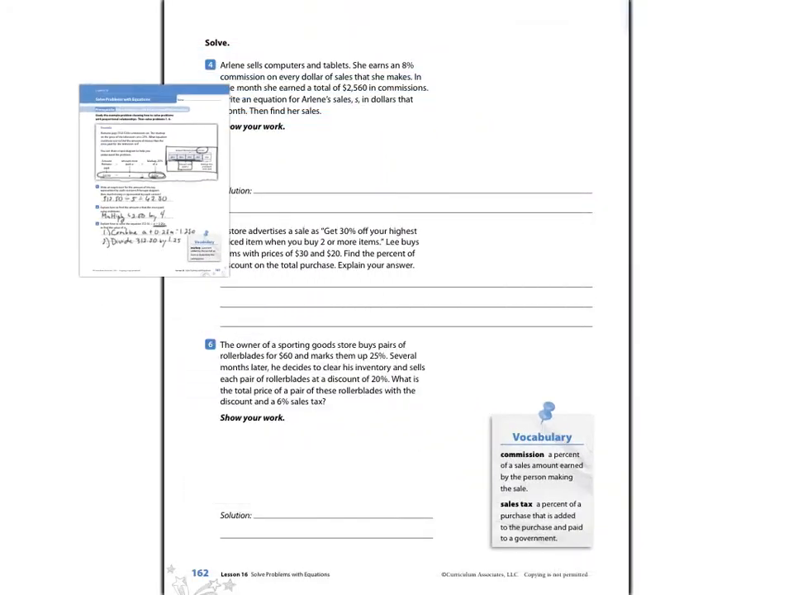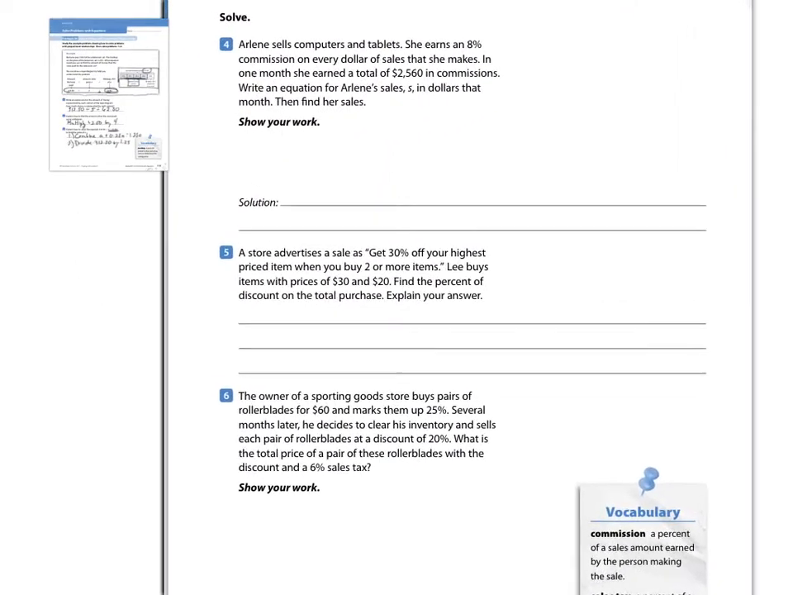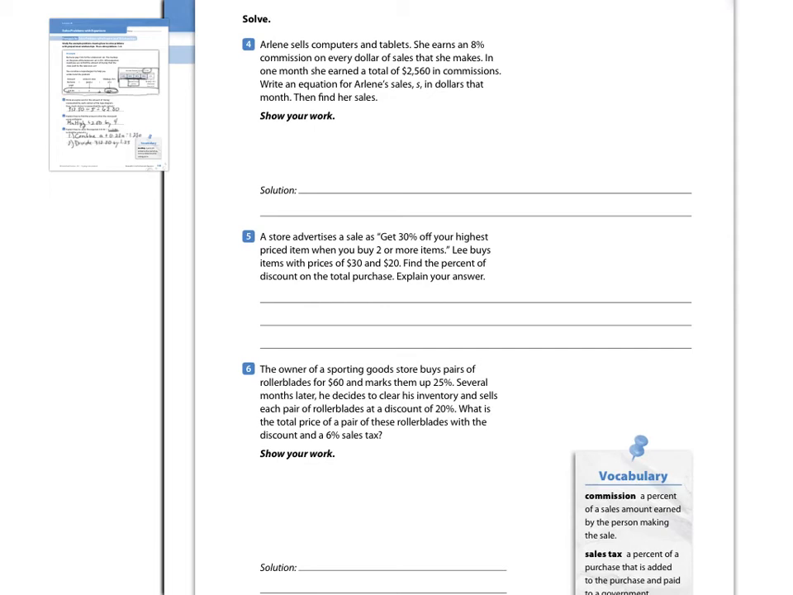Okay, moving on to the second page. And again, this is a review over markups, markdowns, commissions, sales tax, things we've done in previous lessons. Number 4, Arlene sells computers and tablets. She earns 8% commission on every dollar of sales that she makes. In 1 month, she earned a total of $2,560 in commissions. Good for her. That's a lot of money. Write an equation for Arlene's sales, S in dollars that month, then find her sales.